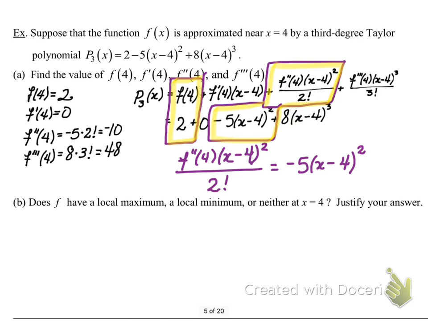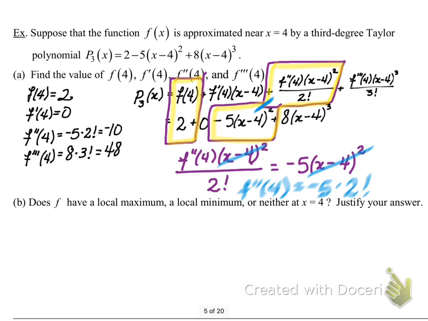You need to set these two pieces equal, and you see pretty quickly that if you set those two pieces equal right there, x minus 4 squared is on both sides, so that cancels. So f double prime of 4 over 2 must equal negative 5. So when you get f double prime of 4 on one side and everything else on the other, you get negative 5 times 2 factorial, which is just 10.